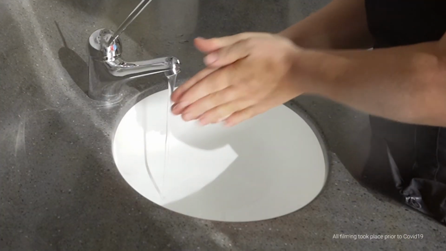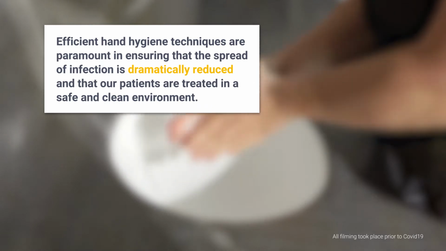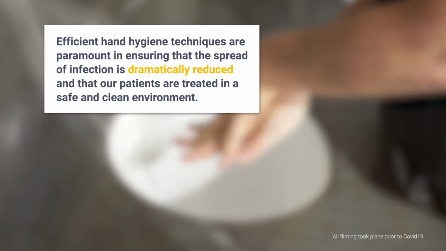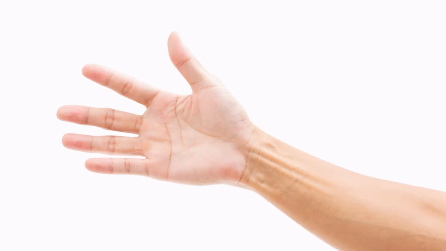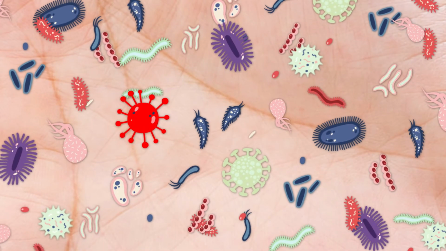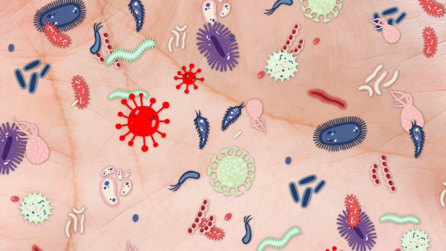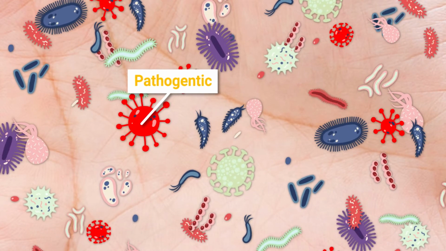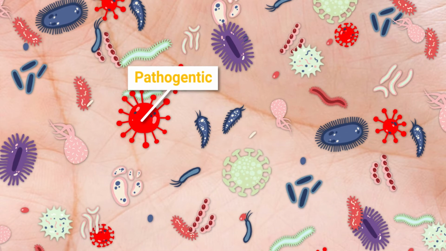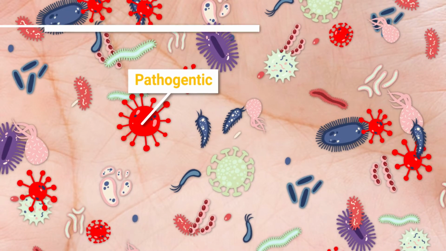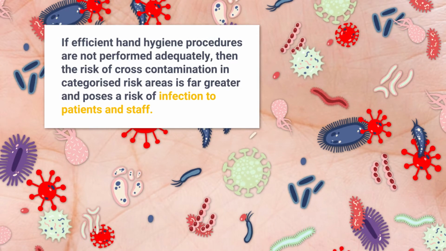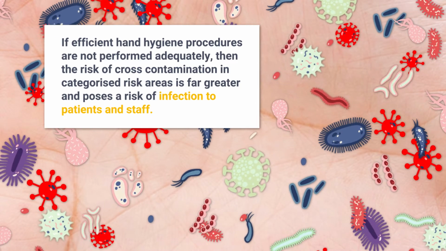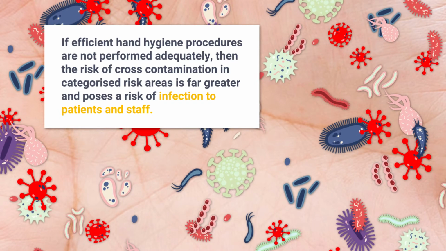For many years, it's been recognised that efficient hand hygiene techniques are paramount in ensuring that the spread of infection is dramatically reduced and that our patients are treated in a safe and clean environment. Our hands are covered with many transient microbes, most of which are harmless and live in harmony with our skin. However, some of these bacteria are pathogenic and can cause harm to patients and staff. Because of this, hand hygiene is an important part of our daily environmental cleaning processes. If efficient hand hygiene procedures are not performed adequately, then the risk of cross-contamination in categorised risk areas is far greater and poses a risk of infection to patients and staff.